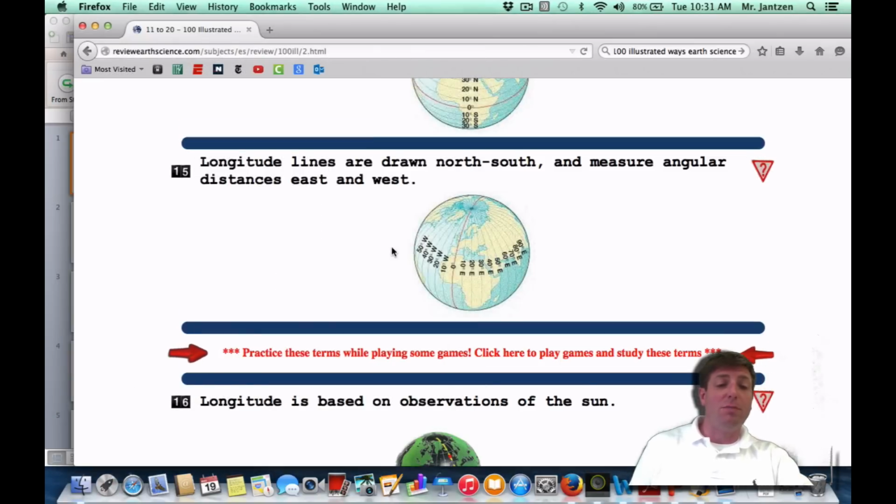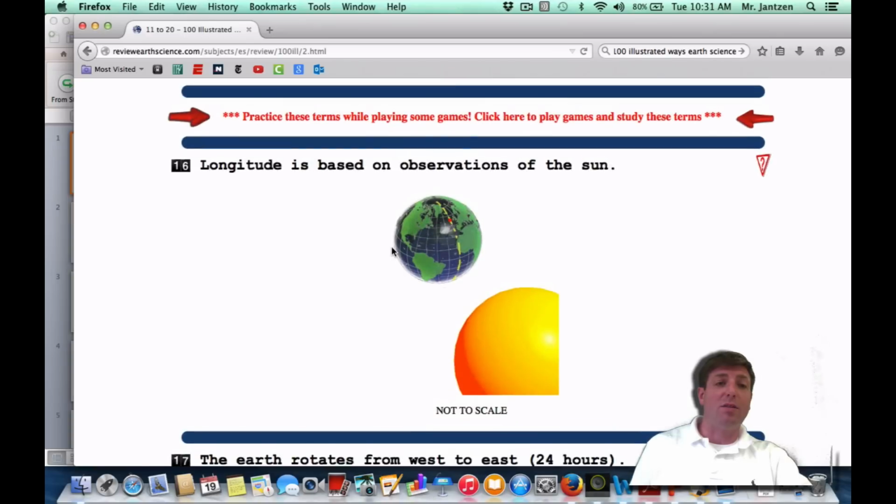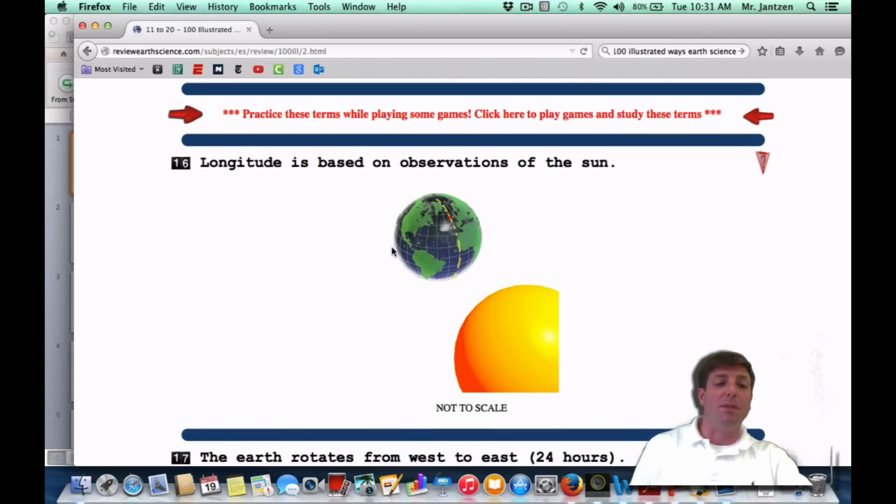Okay, longitude is based on observations of the sun. That's what our time is based upon, solar time. So once again, the Earth rotates at 15 degrees every hour, so the sun is going to appear to go across the sky at 15 degrees per hour. All right, so longitude is what our time is based on.